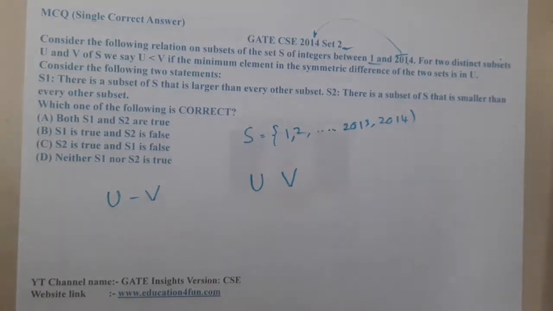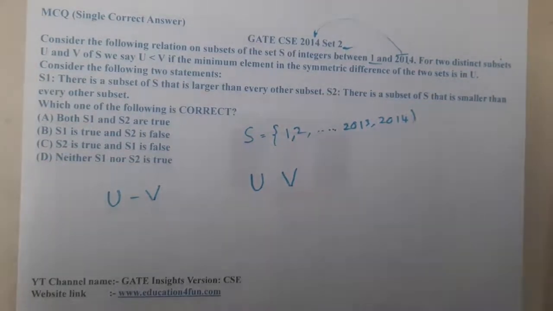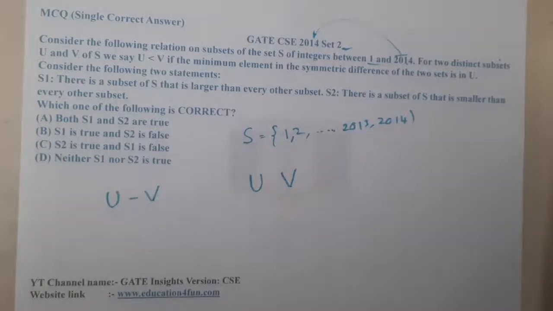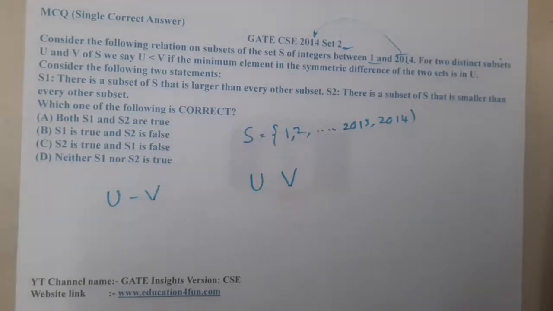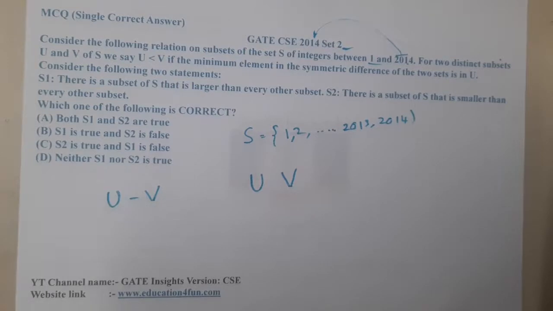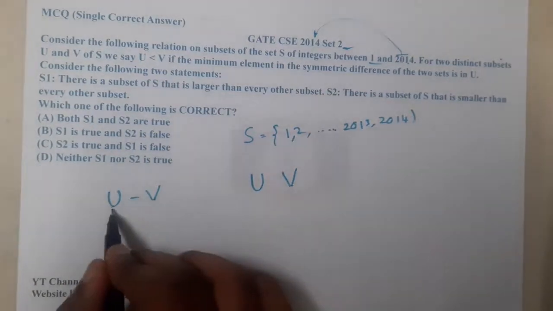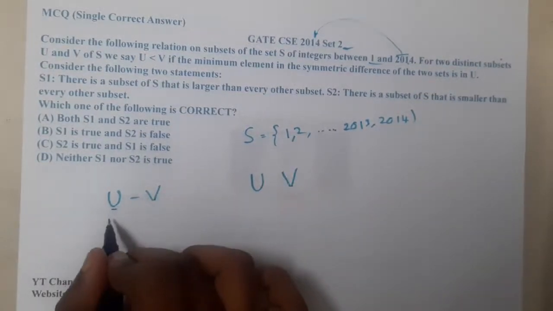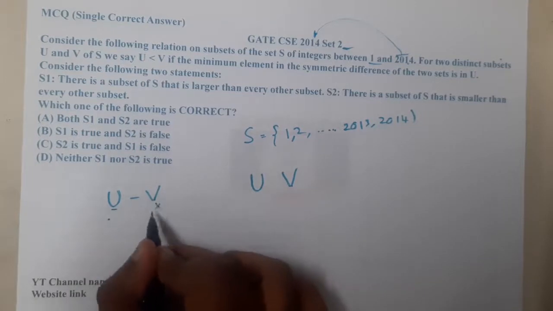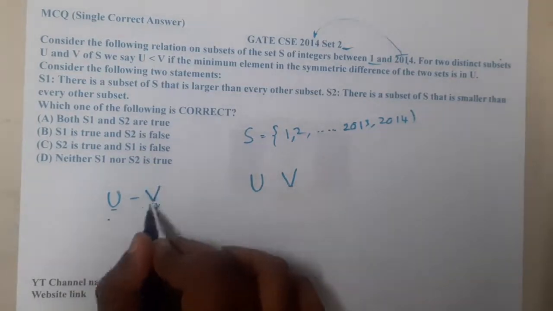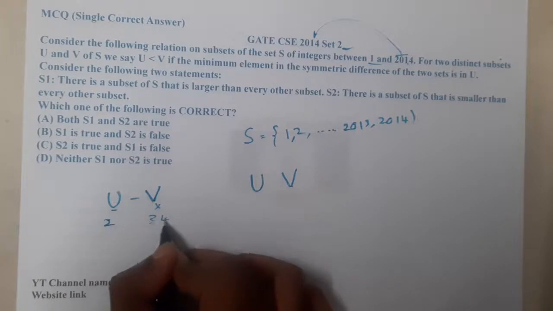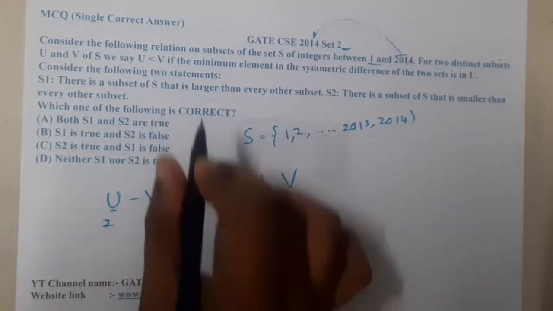According to my understanding, for two distinct subsets U and V of set S, we say U is less than V if the minimum element in the symmetric difference of the two sets is in U. So basically this statement says U contains the smallest element and that element will not be there in V. If 2 is here, 3, 4 could be here, but 2 will not be there in this set. That is what it is saying.